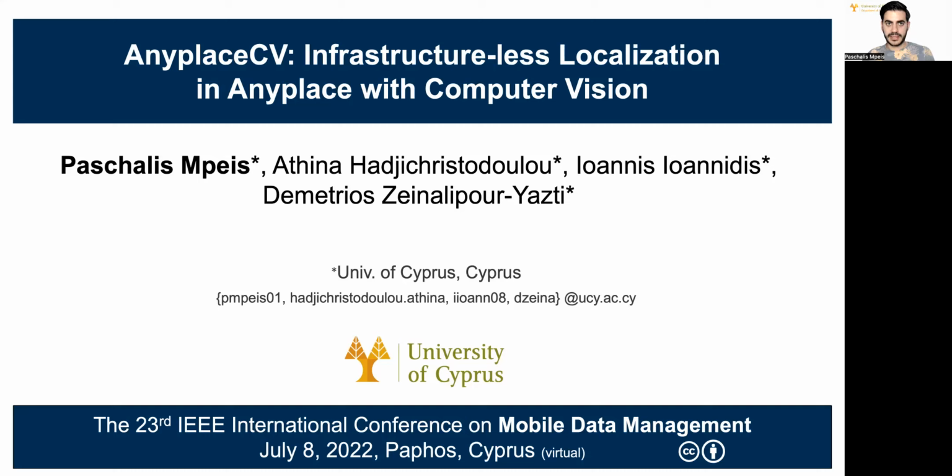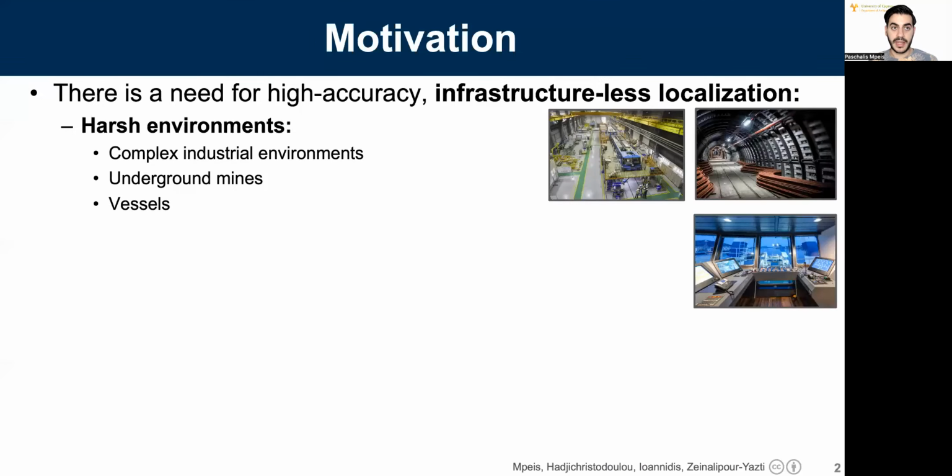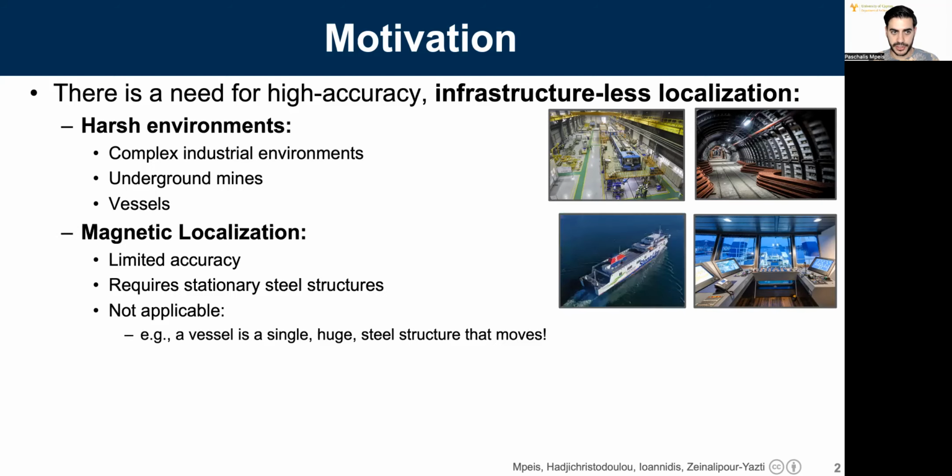Hello, I'm Basalis and represent AnyplaceCV, an infrastructure-less localization in Anyplace with computer vision. There is a need for high-accuracy infrastructure-less localization. There are harsh environments like complex industrial environments, underground mines, and vessels where you cannot have any infrastructure.